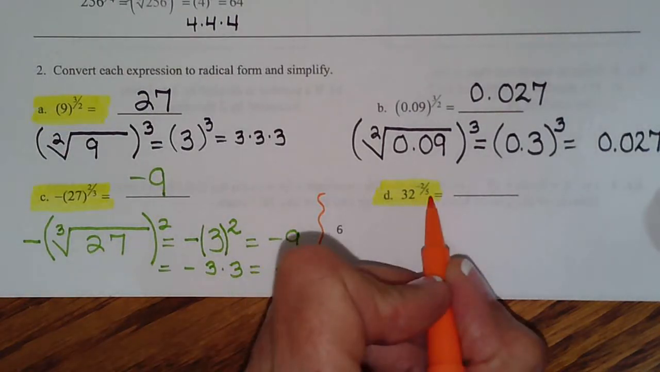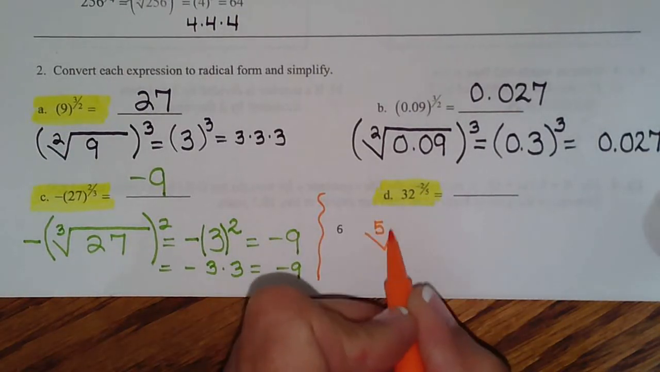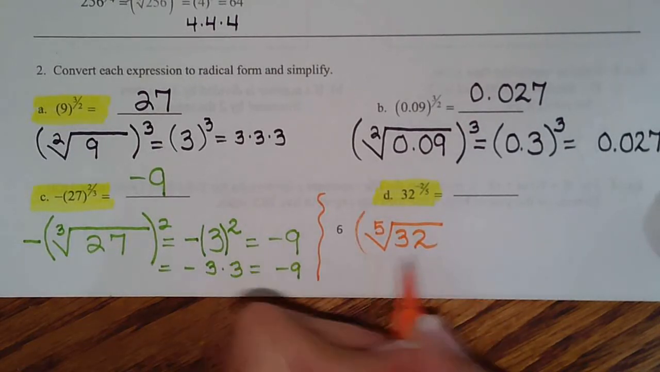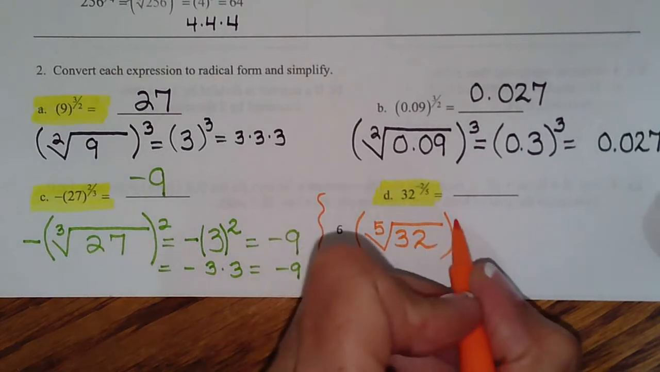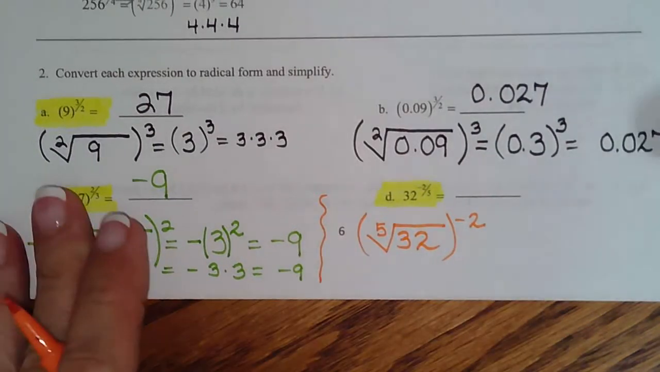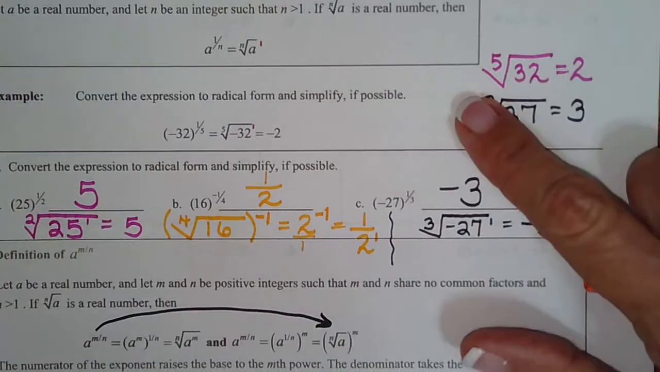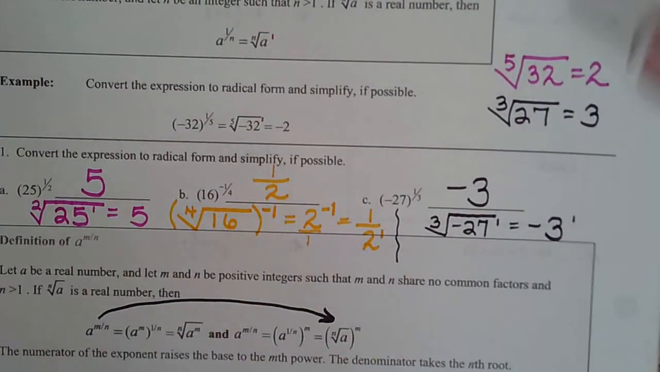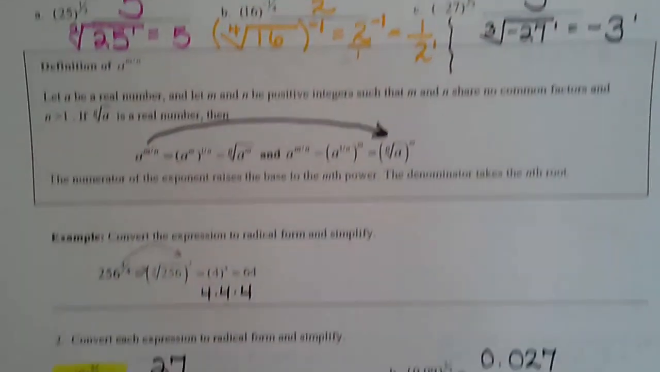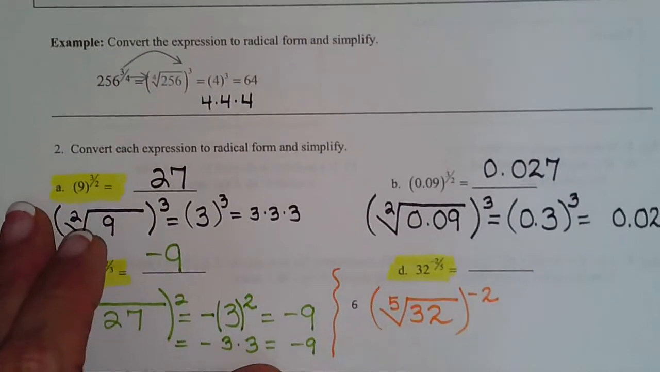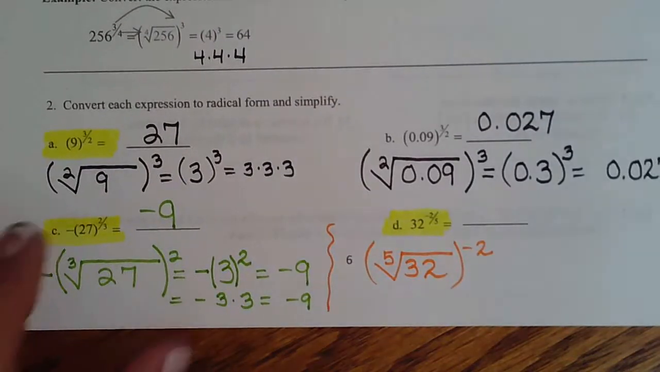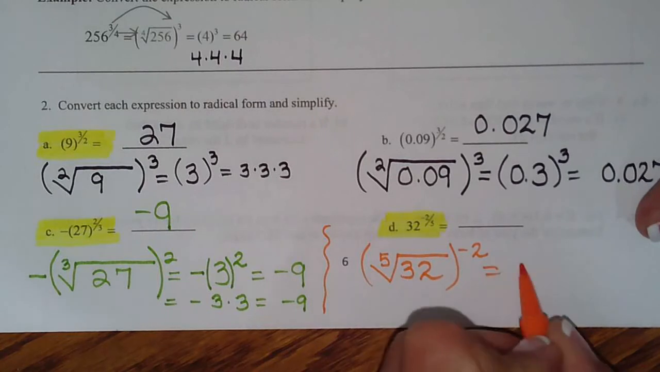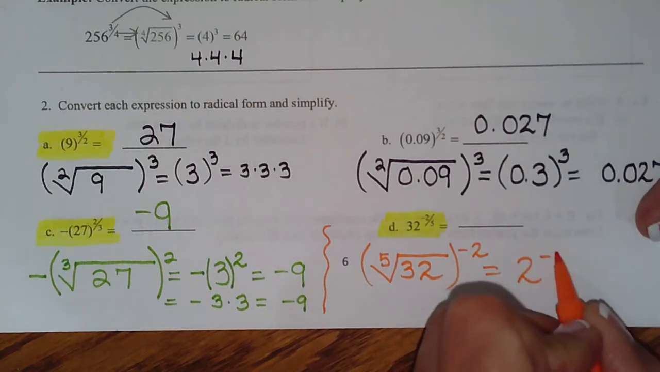So this one is 5th root of 32. And then outside parentheses is the numerator, negative 2. And remember how I said you want to memorize the 5th root of 32 is 2. You should know that right off the top of your head, because look how many times we've already seen it. Twice just on this page and more on other pages. So 5th root of 32, if we look above, is 2. So this is 2 to the negative 2.